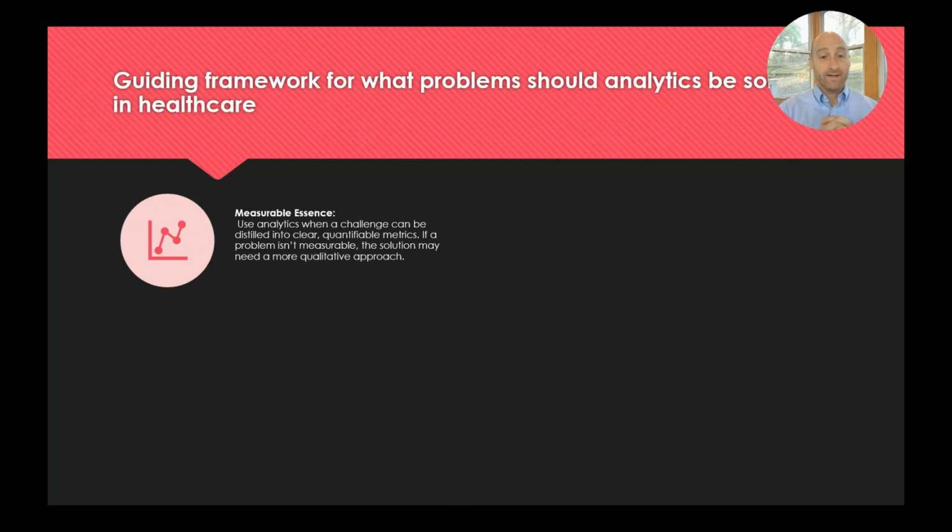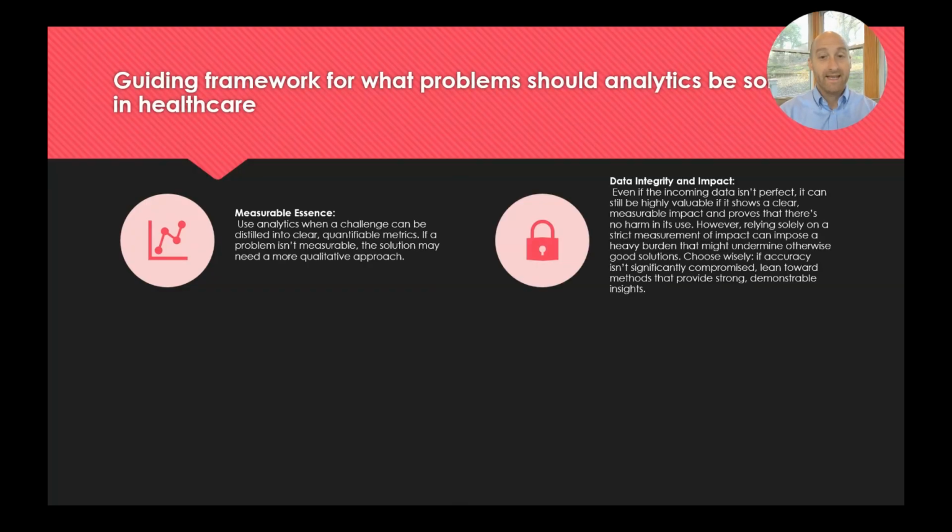So can we quantify and collect data on this in order to even consider a solution? So step number one, can it be measured? Step number two, do we have good data? Will there be an impact? Those are the two questions that are in this step of the framework.